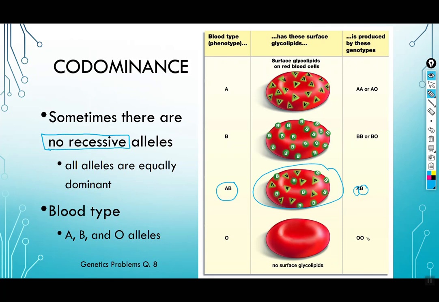And I want to stress here that with O, it's not the case that this red blood cell is covered with type O glycocalyx elements, but rather it just doesn't have them at all. So that's what type O means. It's not the presence of an O allele, it's just an absence entirely.